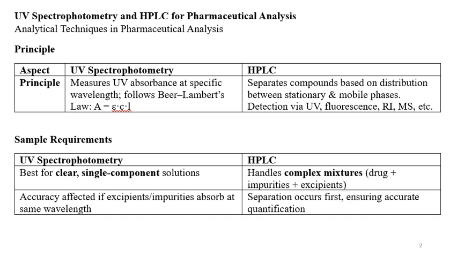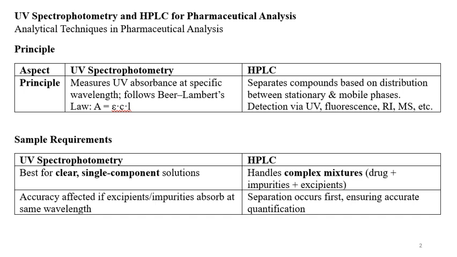So, by UV, we measure the UV absorbance at a specific wavelength. It is called lambda max, and we need to find out the specific wavelength, that is lambda max, at which the maximum absorption happens. And the principle of Beer-Lambert's law is followed by the UV.